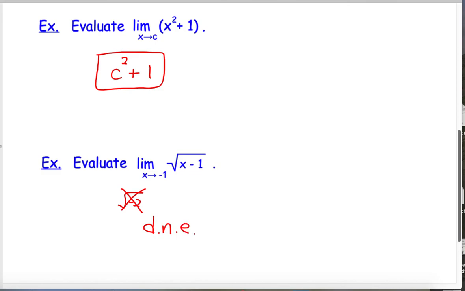And if you think about the graph for the square root of x minus 1, you know what the square root of x graph looks like. And so a minus 1 on the inside will shift it 1 to the right. And so if we're trying to figure out what happens as we get closer and closer to x equals negative 1, well, the closest we can get is here. It never gets even close to negative 1 over here because our graph stops right here. So it does not exist.